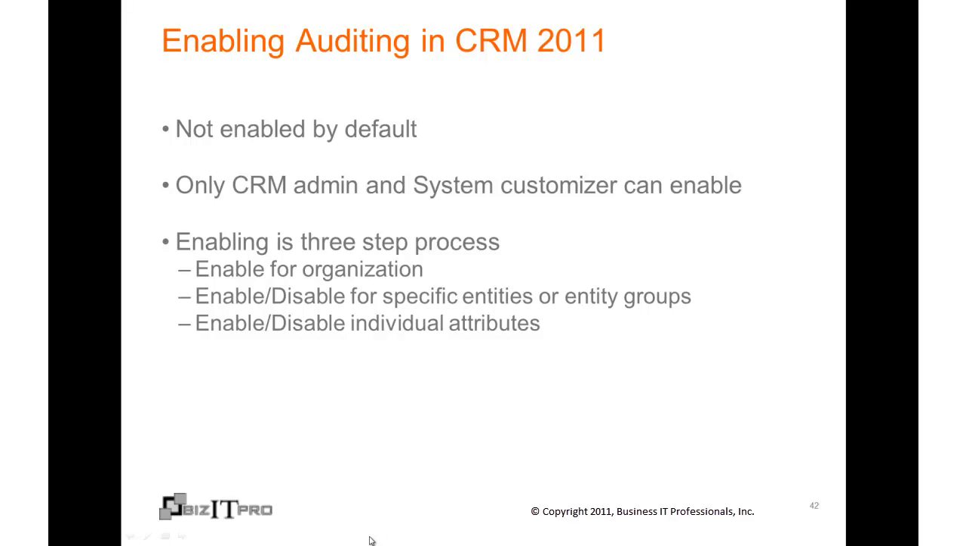Enabling auditing in CRM 2011. Auditing is not enabled by default, and out of the box, only the CRM Administrator and System Customizer can enable it. Enabling auditing is a three-step process. First, you need to enable it for the entire organization. Then you can choose to enable or disable auditing for specific entities and/or entity groups. And lastly, you want to enable or disable individual attributes.